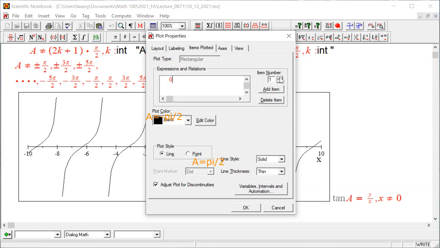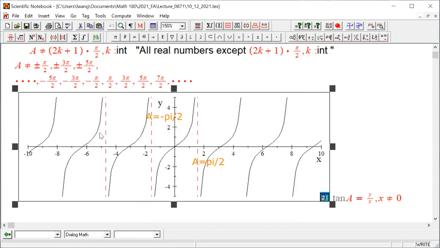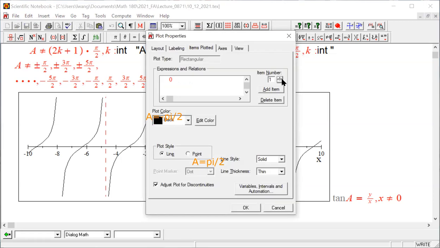All right, so let's keep going. So negative 3 pi over 2, right? I'm going to put that there. Okay, so negative 3 pi over 2. And then I'm going to keep going and put all of those there. Positive 3 pi over 2.